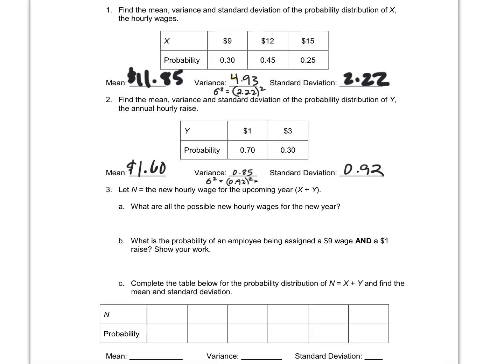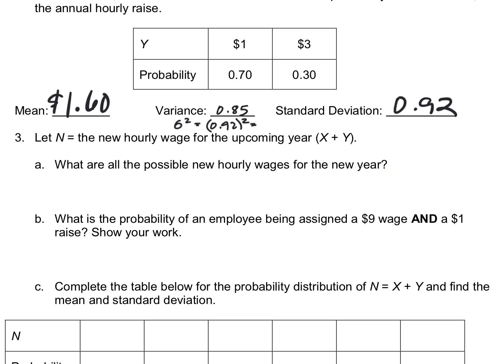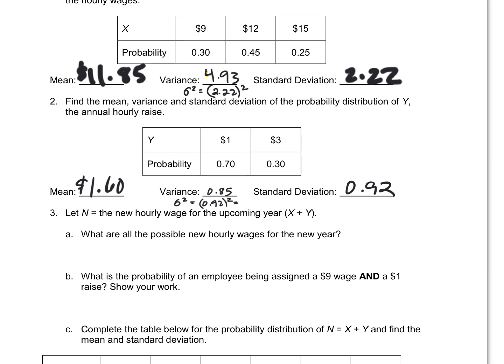All right, great. Now, number 3 says, N is the new hourly wage for the upcoming year, which would be the result if I take distribution X plus distribution Y. Old salary plus your raise, right? So the first thing we need to do is look at what are all the possible hourly wages for the new year. Let's say you had a $9 salary and you got a $1 raise. That means your new salary would be what? 10. With a $9 salary, if you got the $3 raise, your new salary is 12.